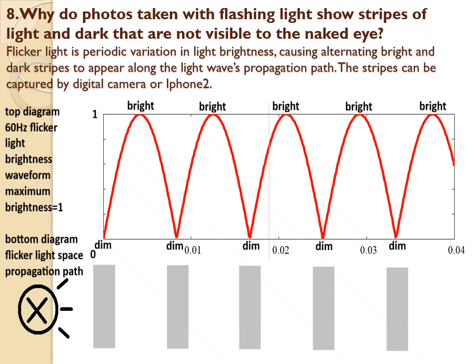Flicker light is a periodic variation in light brightness, causing alternating bright and dark stripes to appear along the light wave's propagation path. The top diagram is a waveform of the flicker light, and the bottom diagram is the brightness path of the flicker light in space. The strong light points on the waveform in the top diagram correspond to the white striped areas in the bottom diagram, while the weak light points correspond to the gray striped areas. The stripes of bright and dark can be captured by a digital camera and an old version of smartphone.